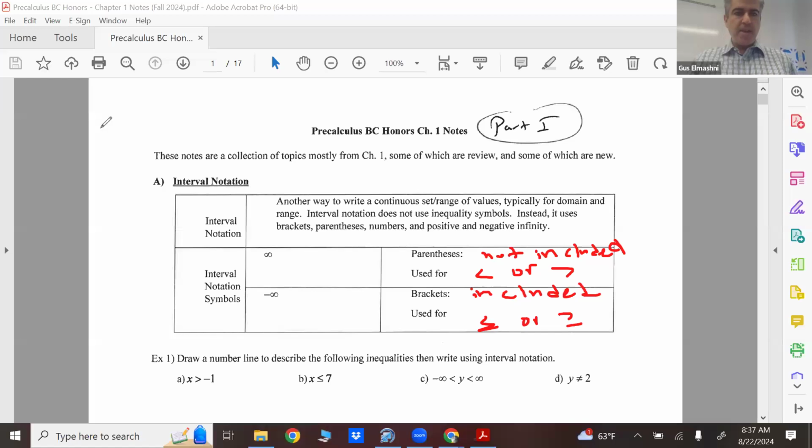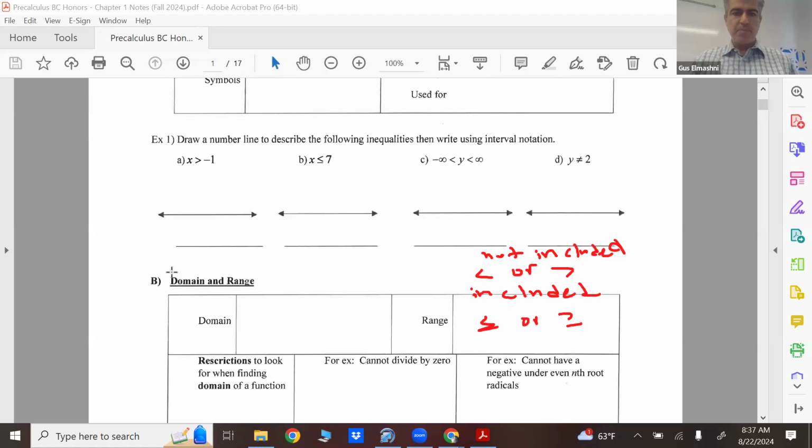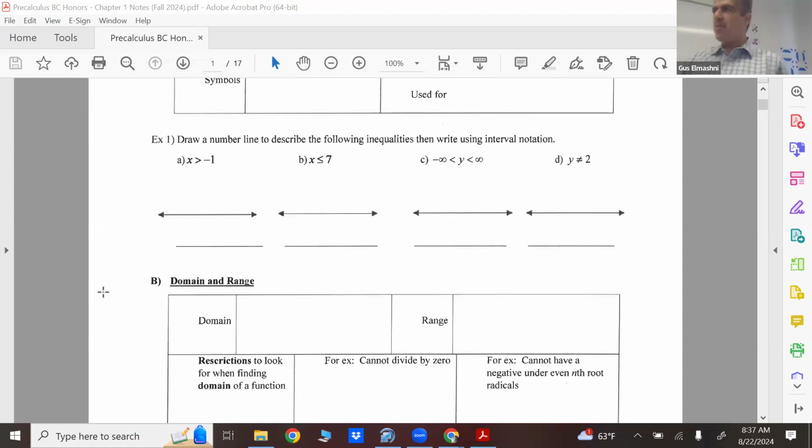So let's take a look at example 1. Anyone want to take a stab at how example 1 should look? X is greater than -1. How would I get that started? Kieran, go ahead. Put a -1 somewhere. Do we include -1? No, it's just open. And then which direction do I shade? Perfect.